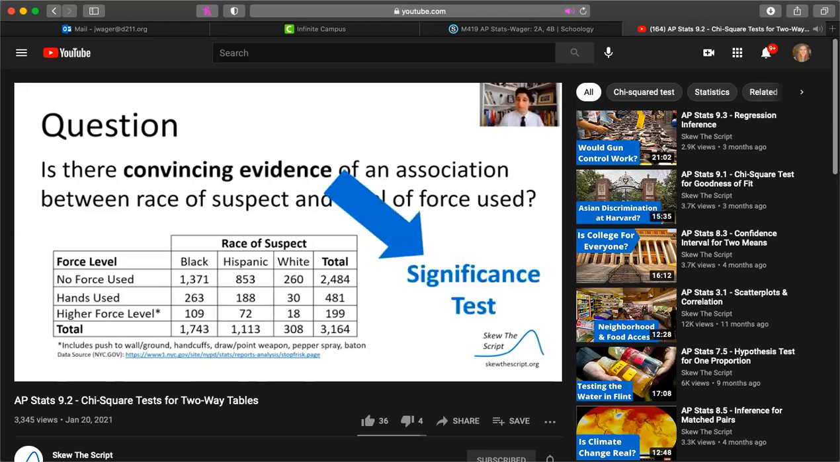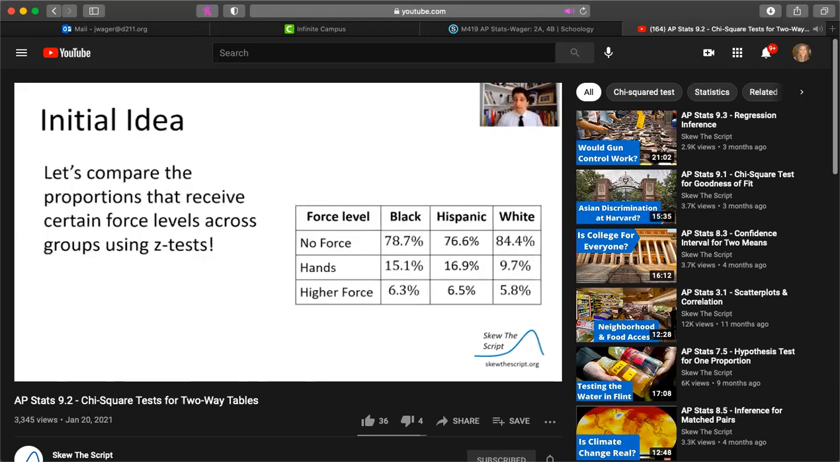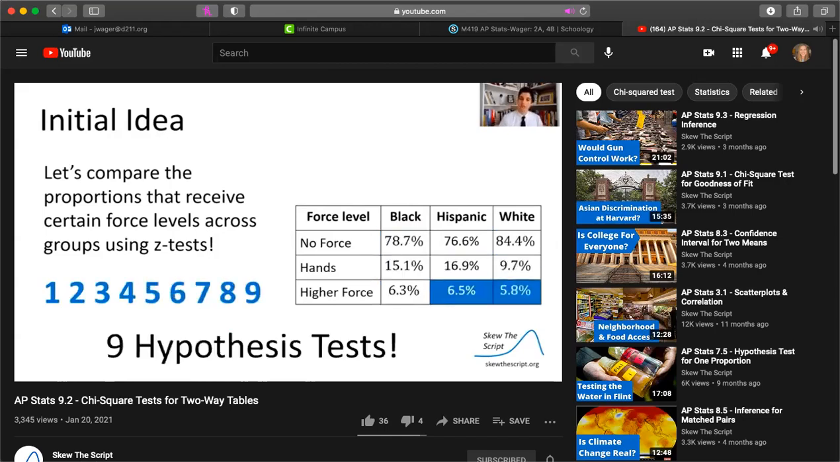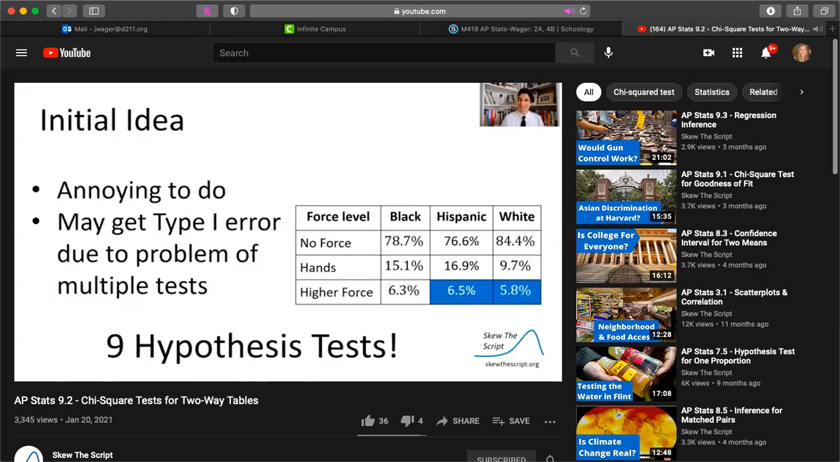So we're going to do a significance test for this. We need convincing evidence of it. So the initial idea is to compare proportions using two sample z-tests. And you can compare proportions, say, for Black and Hispanic, they receive no force, they receive hand level of force, they receive a higher level of force than for Black and white, et cetera, et cetera. If you want to compare all these proportions, you can end up doing a hypothesis test. But it's not a good idea.